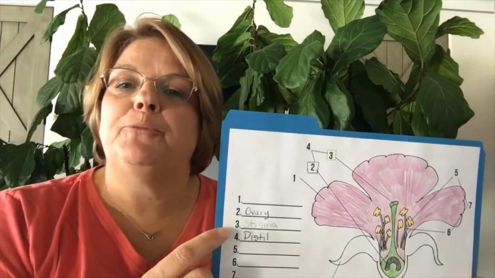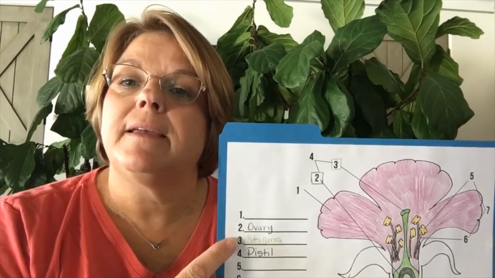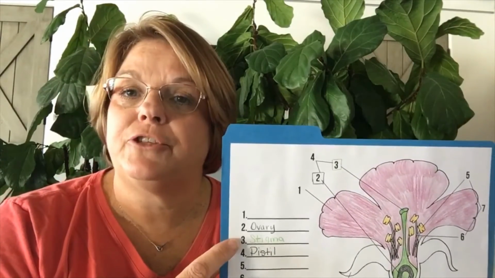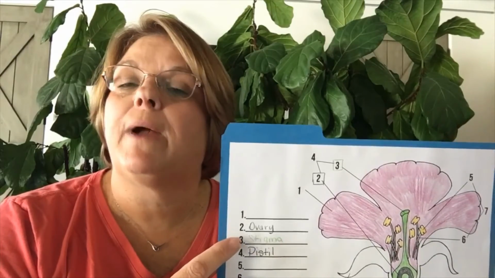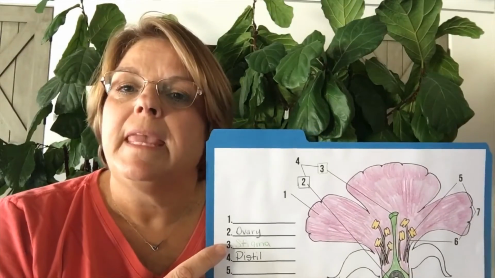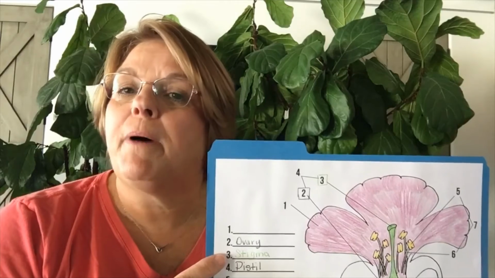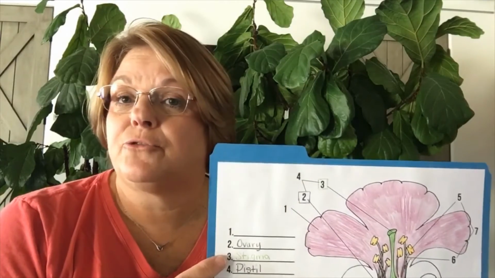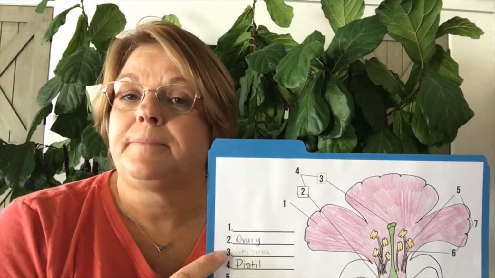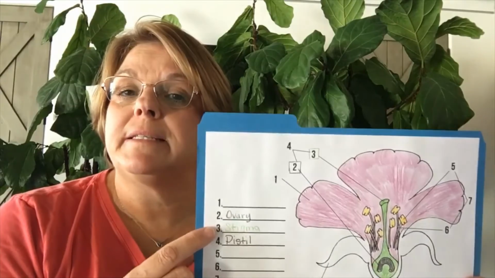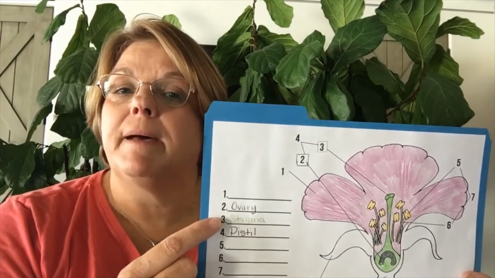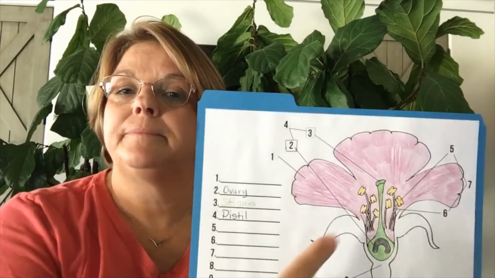The pistil has 2 parts. The stigma, S-T-I-G-M-A, which we're going to write on line 3, is a little bit sticky, so the pollen collects there and doesn't drift away. Please take a moment and color the stigma a light green.